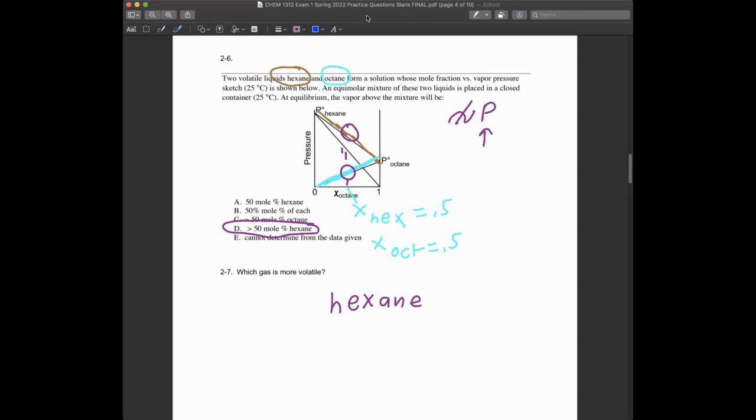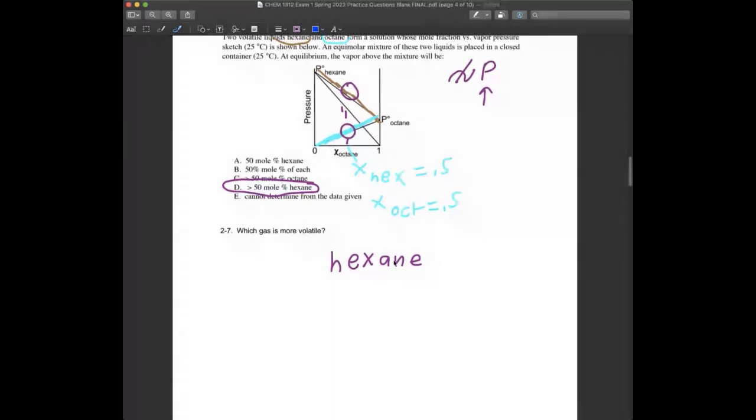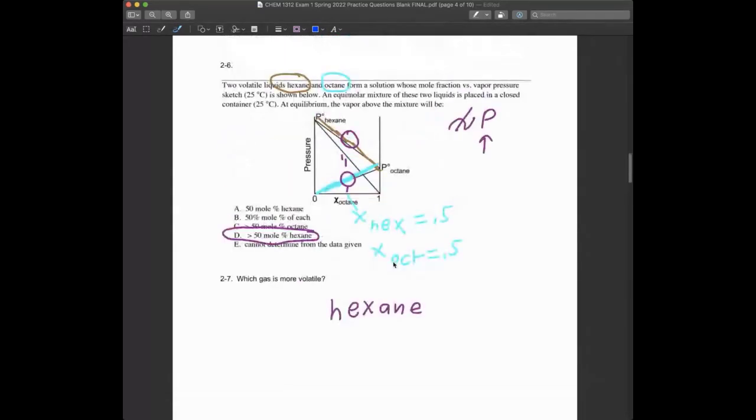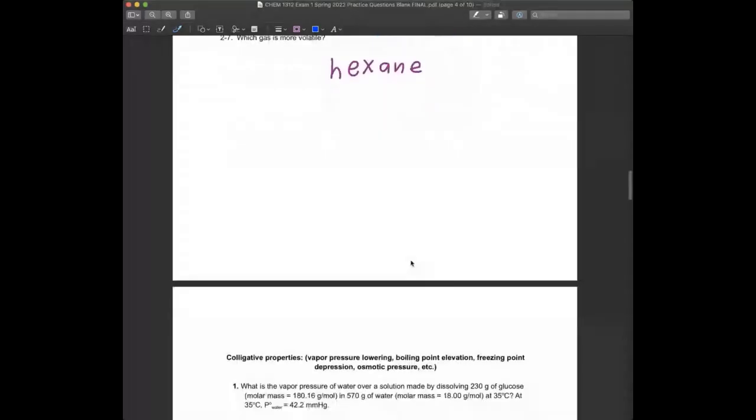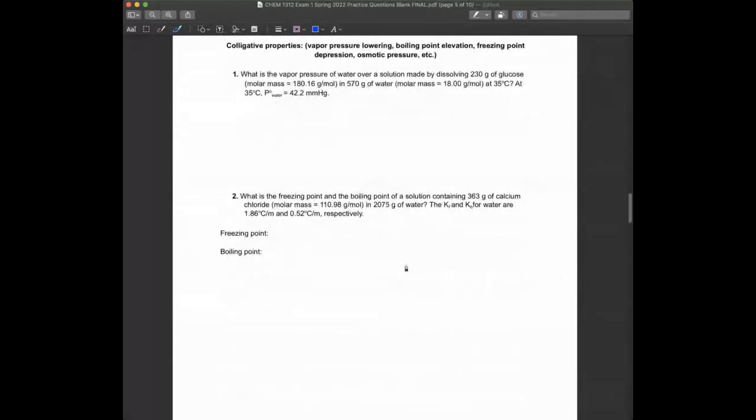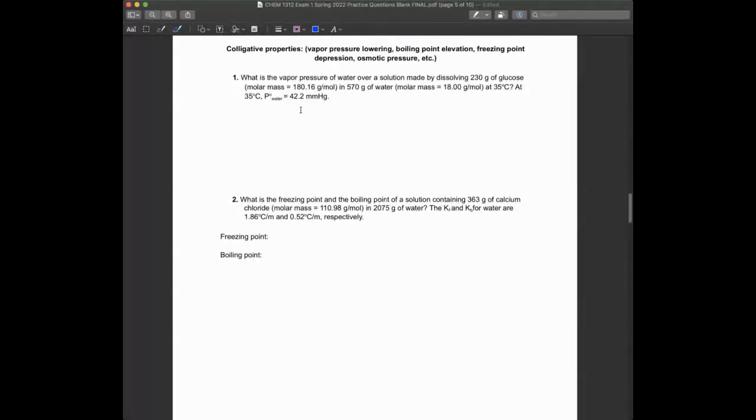Does anyone have any questions so far? Okay, cool. When I took the class, this was pretty hard to understand because I think my professors went over it a bit too quickly. So if you have any questions on this, I would definitely ask. Okay, another section says colligative properties, but this part is a Raoult's law problem. I'll give you all a few seconds to read this, and then we can tackle it together.